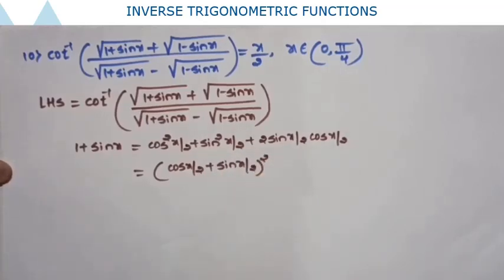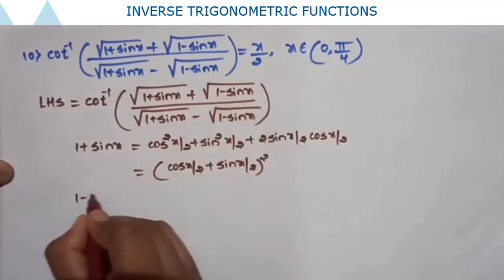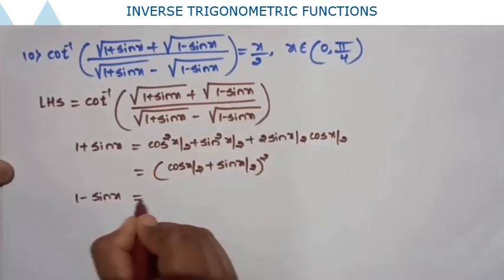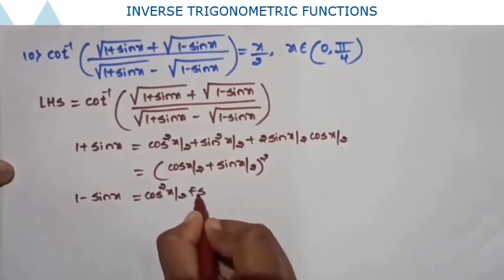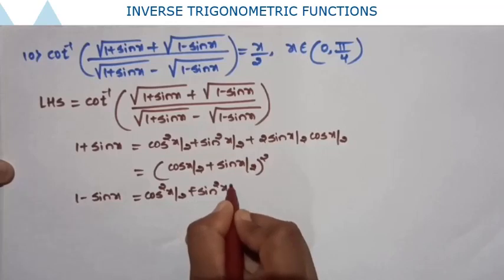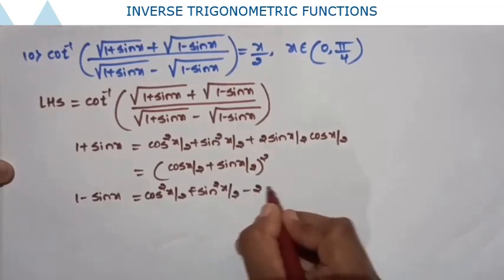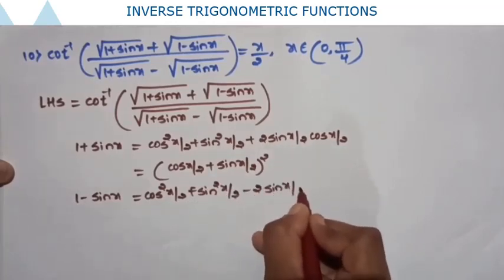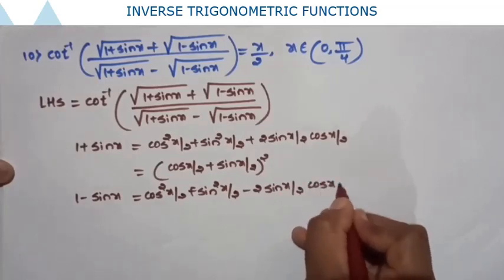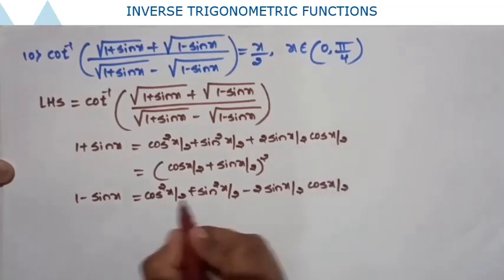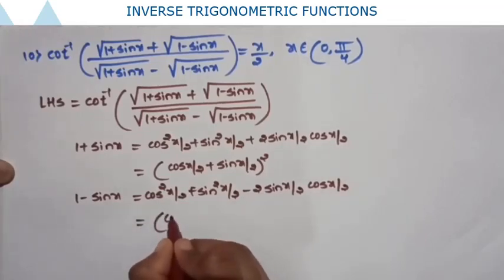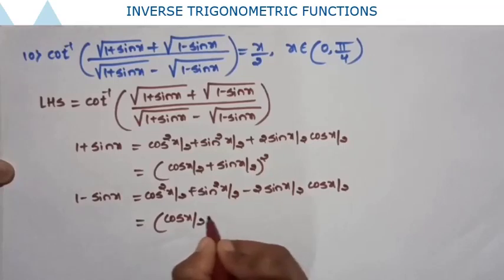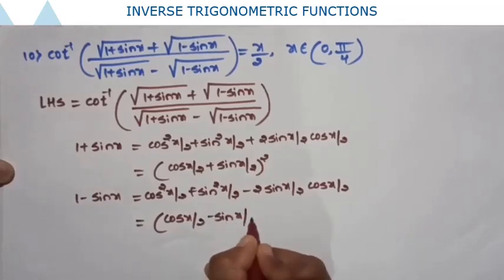Similarly, 1 minus sin x is also written like this. Again 1 can be written as cos square x by 2 plus sin square x by 2, and minus sin x is written as minus 2 sin x by 2 into cos x by 2. Therefore this expression is of the form a square plus b square minus 2ab. Again we can write it as (a minus b) whole square here.